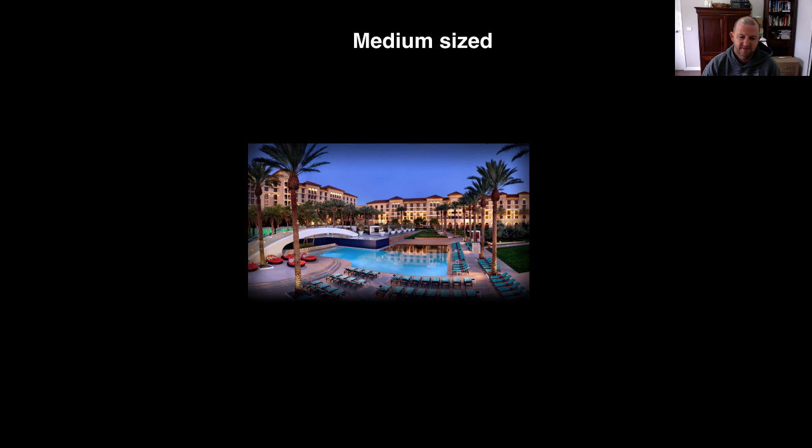Now let's look at medium-sized businesses. So the photo I've got on the screen there is a resort style business. So hotels and motels generally fall in the medium-sized business category. So the number of employees is between 20 and 199.